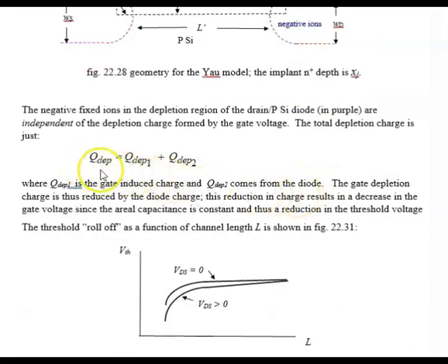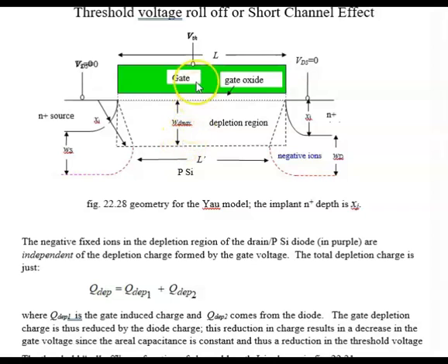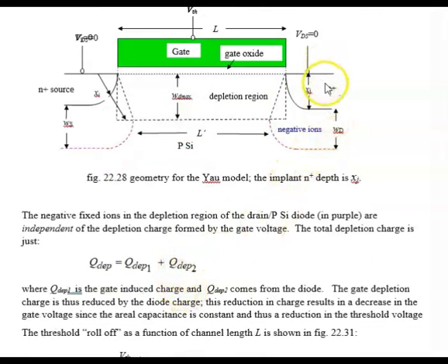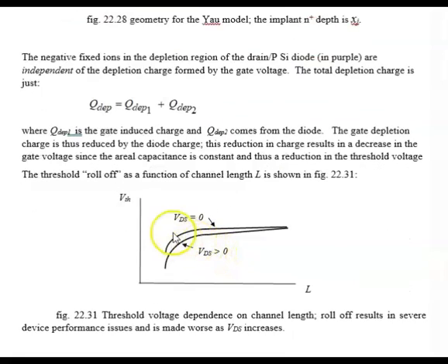So the Q depletion now is composed of Q depletion 1 from the gate and Q depletion 2 from the external PN+ junction here. So this here would be the Q depletion 2, and this is the Q depletion 1. So now the Q depletion 1 part, which is controlled by the gate, is less than it would have been without Q depletion 2. So therefore, Q depletion goes down, and therefore the voltage goes down, and specifically the threshold voltage goes down. And that is what we mean by threshold voltage roll-off.